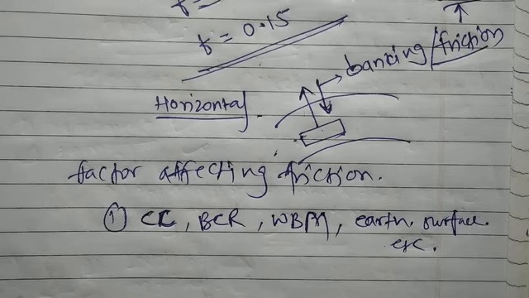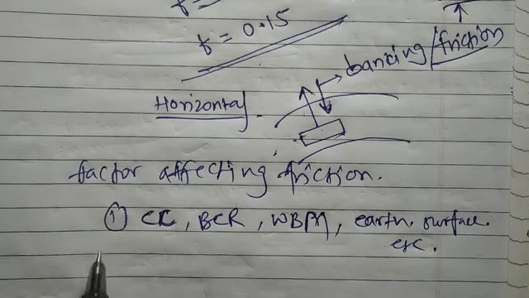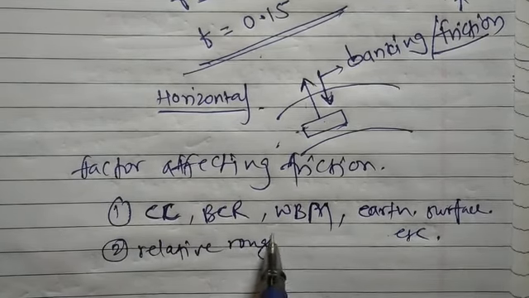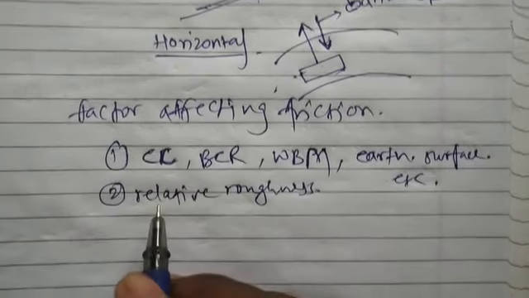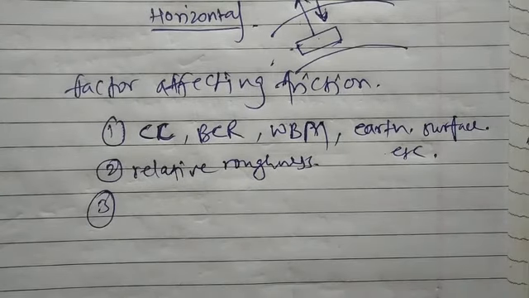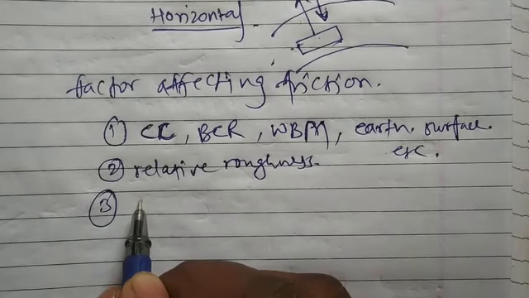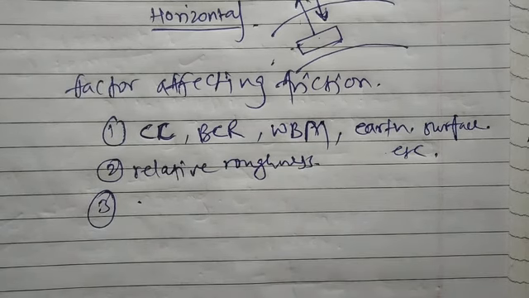The next factor which affects the friction is the microtexture of the pavement surface or its relative roughness. A road which is very rough will have a greater value of coefficient of friction. Roads which are relatively less rough will provide less resistance due to friction.